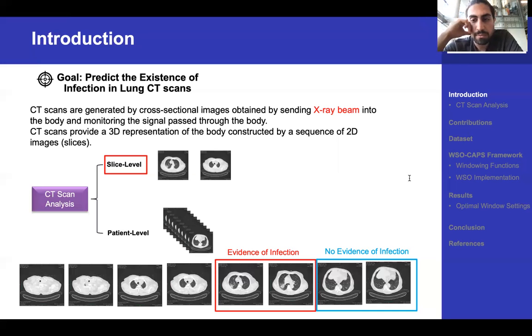Regarding different methods to analyze CT scans, there are two main classes, slice level and patient level. In patient level, we are dealing with all of the slices for a patient, which is basically 3D data. In a slice level analysis, on the other hand, we only focus on 2D slices. In this study, we have focused only on slice level analysis.